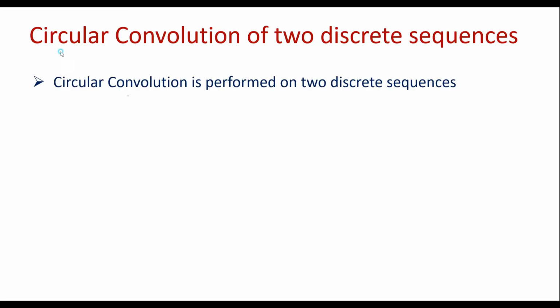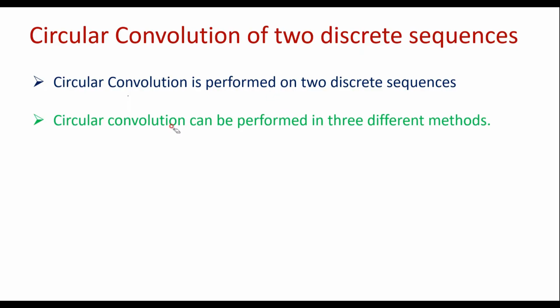In this lecture, we'll study how to perform circular convolution between two discrete sequences. Circular convolution is performed on two discrete sequences. Circular convolution can be performed in three different methods. Using time domain formula, also known as the time domain approach. This is one way of performing circular convolution.